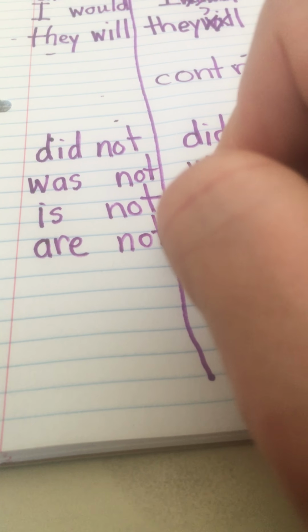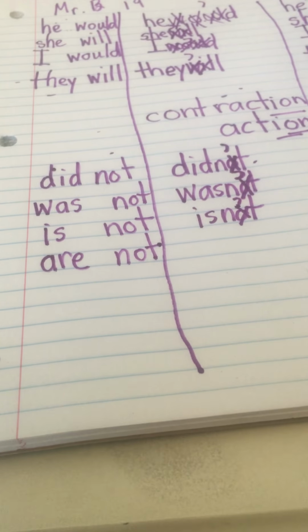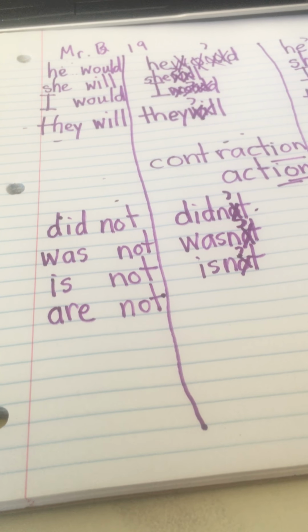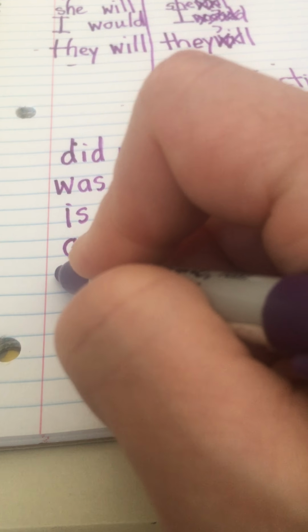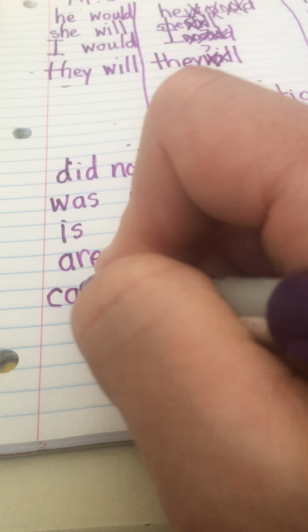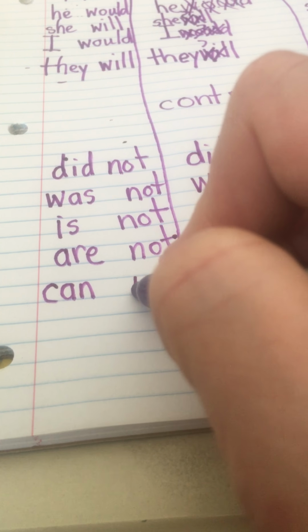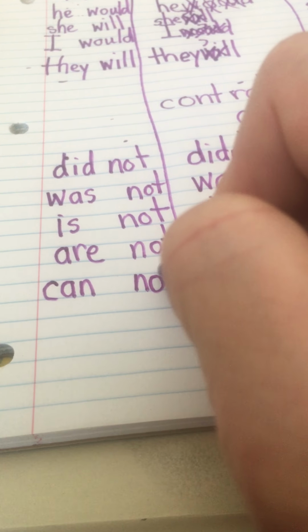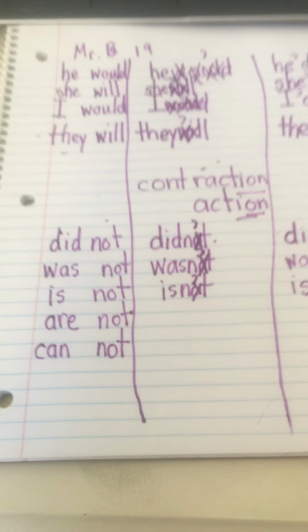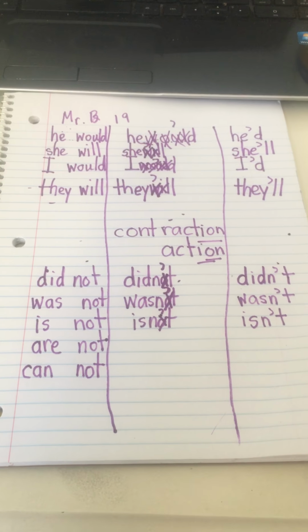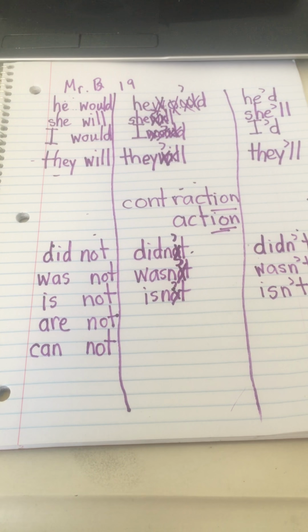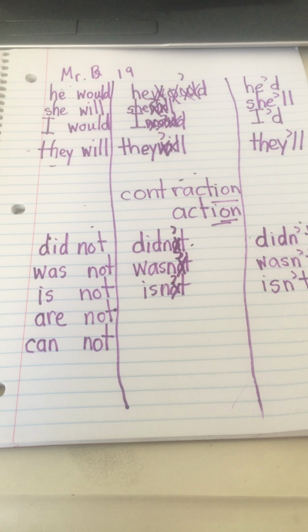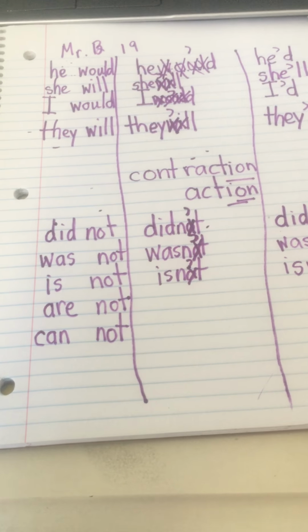Are and not. And, I don't know, do I dare do this? Yeah, we'll try it. Here we go. Can and not. Hit pause. Try them. See if you get the right contractions and robot words. Hit pause. Press play after you try the contractions for are and not and can and not.